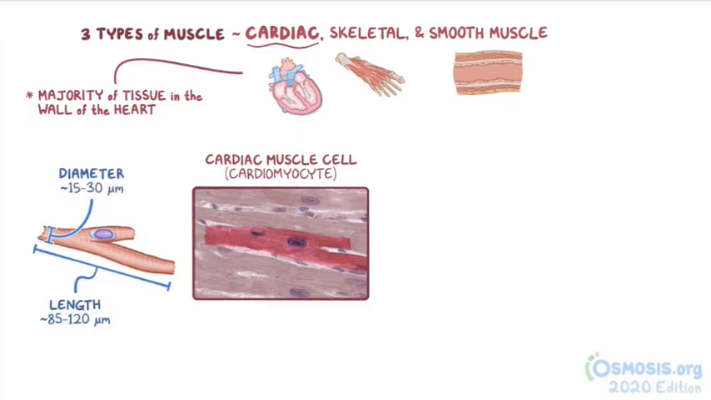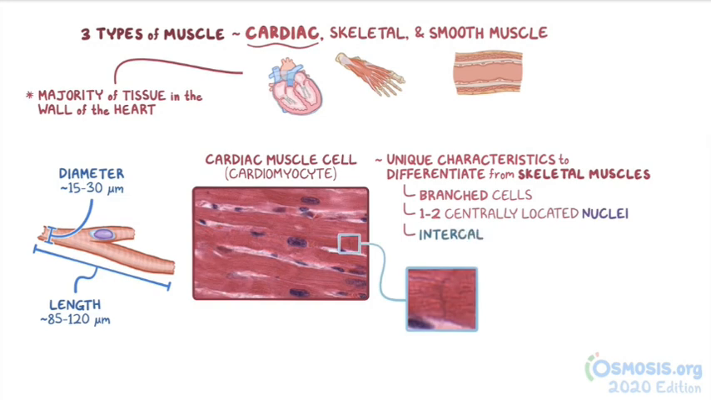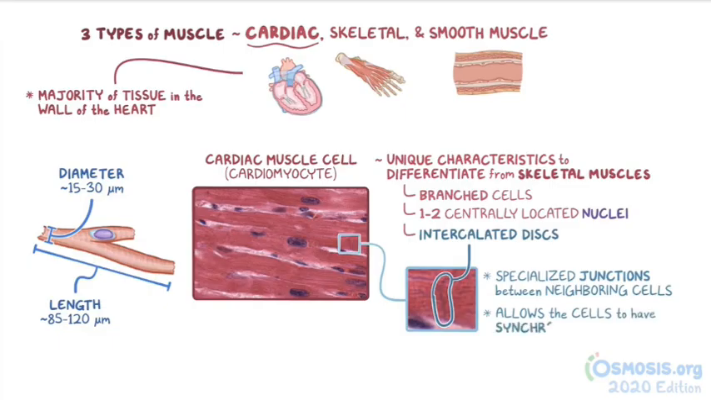Histologically, cardiac muscles have quite a few unique characteristics that make it easier to differentiate them from skeletal muscles. Unlike skeletal muscles, cardiac muscle fibers are branched cells with only 1 to 2 centrally located nuclei. Also unique to cardiac muscles are the intercalated discs, which are the specialized junctions between neighboring cells that allow the cells to have synchronized contractions and pump blood out of the heart efficiently.